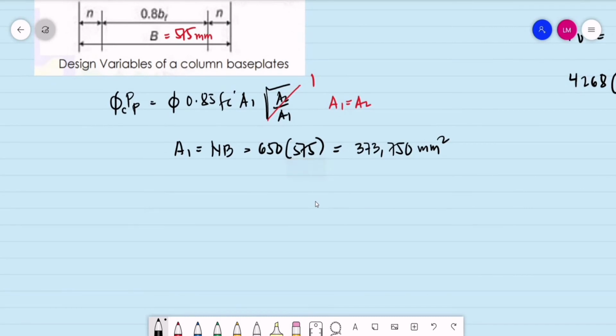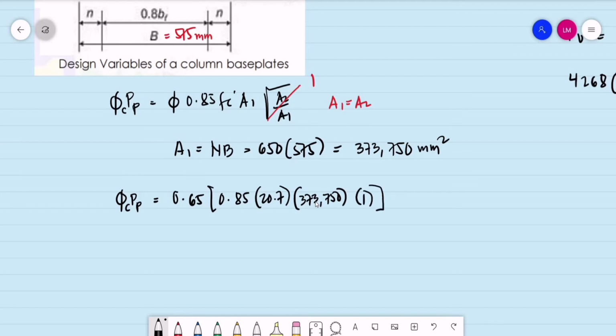So let's have the reduction factor. The reduction factor phi c is equal to 0.65, then multiplied by 0.85. Our f'c is 20.7. Then the actual area 1 is 373,750. Then again, the square root of area 2 over area 1 is 1. And this should be greater than the value of Pu.